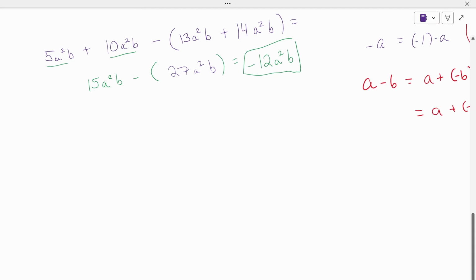Suppose we've got a little bit of an easier problem statement. Perhaps we've got 5x squared plus 10x plus 25. And from this, we're subtracting 8x squared plus 2x plus 7. All right, what is this equal to?